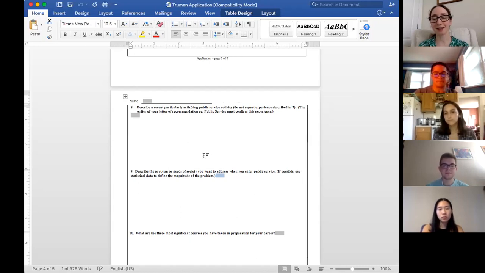So doing this work is directly applicable to the application. This is what the application is asking for. So this is a critical aspect of the application, because as I said, it serves as the anchor for the rest of it. Everything should be oriented around the issue that you wish to address.